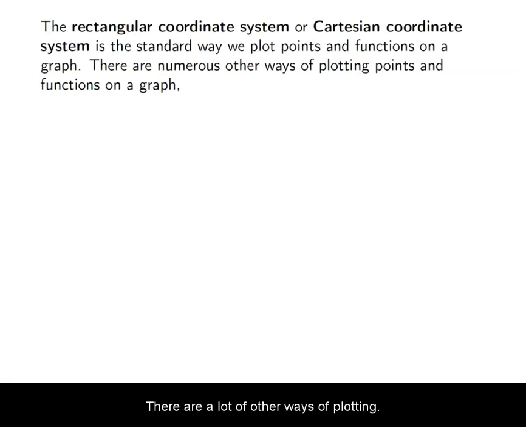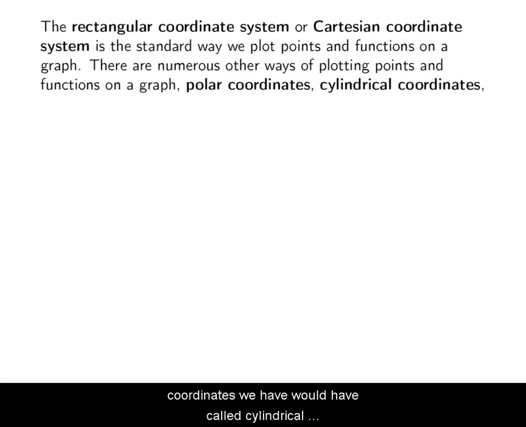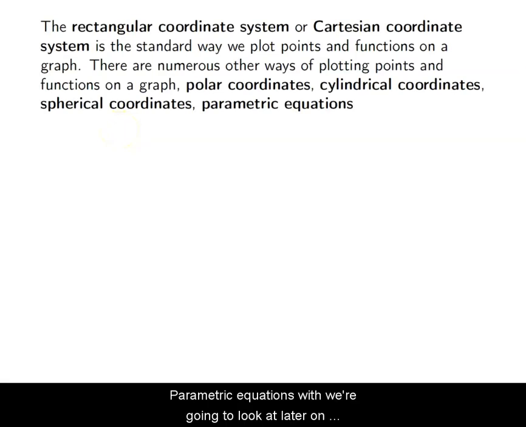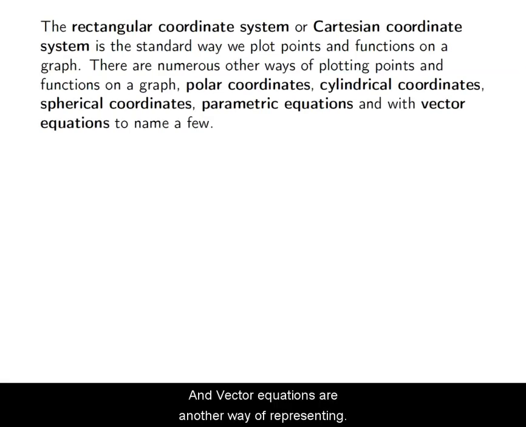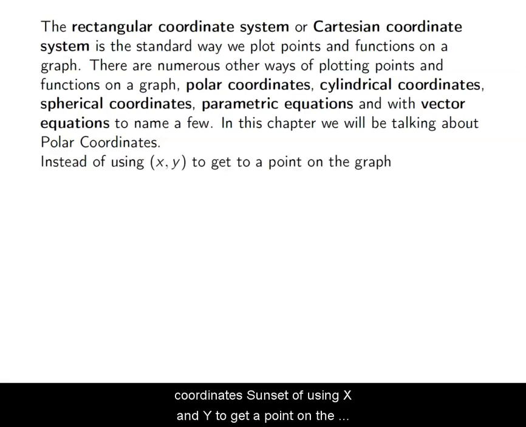There are a lot of other ways of plotting the same points, okay? There's what we're going to study right now, which is polar coordinates. We have what are called cylindrical coordinates, but these are typically reserved for 3 dimensions. Spherical coordinates are also reserved for 3 dimensions. Parametric equations, which we're going to look at later on in this chapter as well. And vector equations are another way of representing points in space. Okay. So in this chapter, we're going to focus on polar coordinates, right? So instead of using x and y to get a point on the graph, we're going to use a radius and an angle, right?